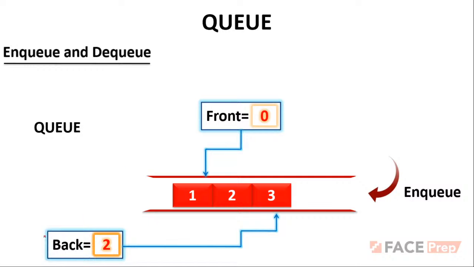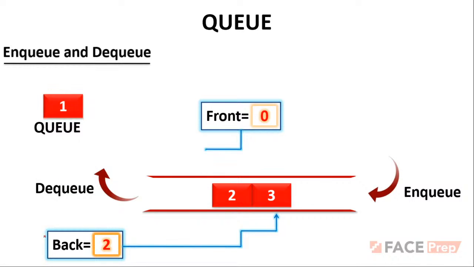Now let me try to delete an element from the queue. Where can I delete? Whenever we are deleting, the deletion can be done at the front end of the queue. The insertion can be done at the back end of the queue, or rear end of the queue. Now let me delete the element from the queue, which is called Dequeue. Okay, I have deleted my first element.